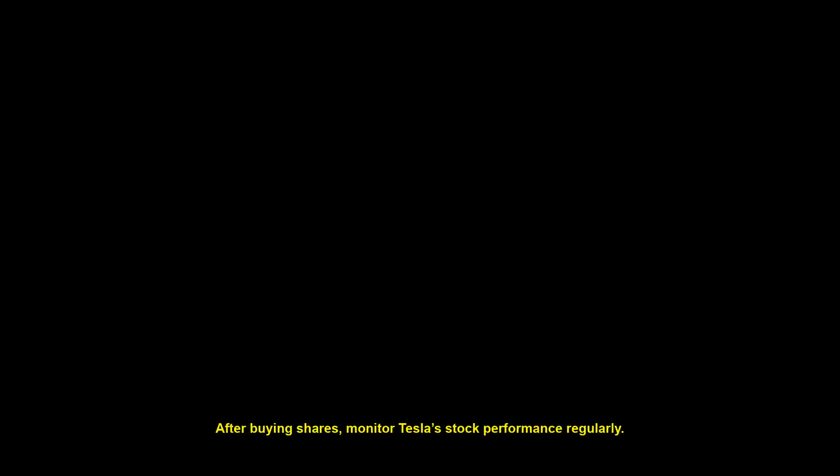After buying shares, monitor Tesla's stock performance regularly. Keep an eye on news that may impact Tesla's stock value. Regularly review your investment strategy and adjust your portfolio as needed.